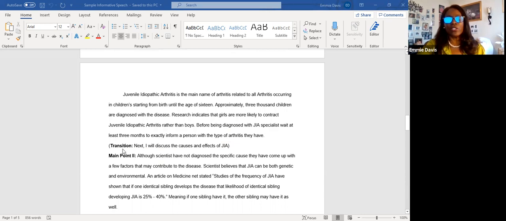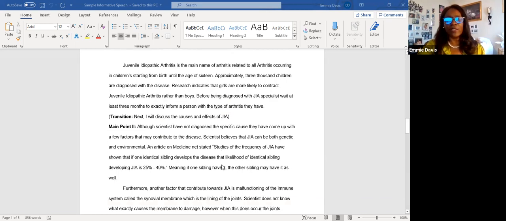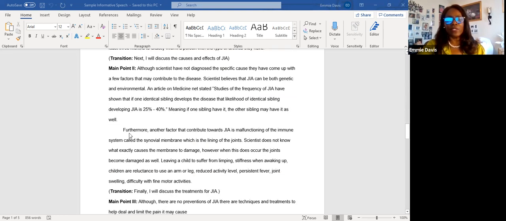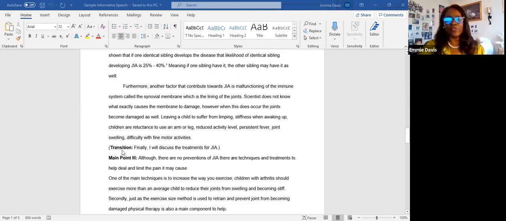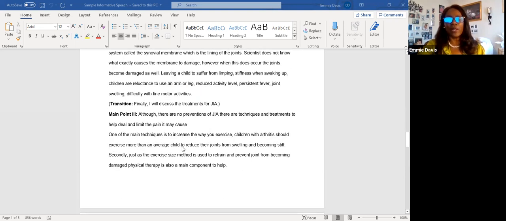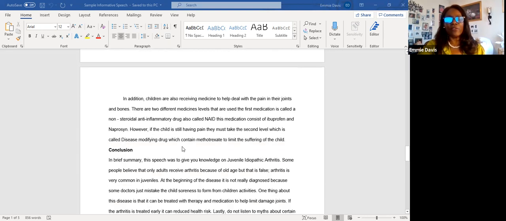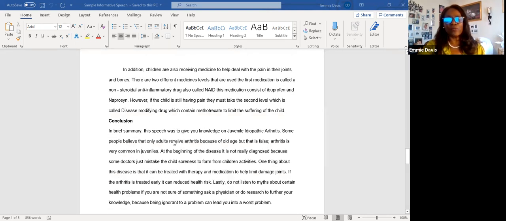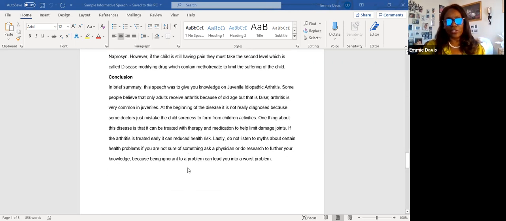Once she finished, she wrote the transition. Next, I will discuss the causes and effects of JIA. So here she has a paragraph, then indented, wrote another paragraph, then the transition. Finally, I will discuss the treatments for JIA. Paragraph, paragraph, then the word conclusion. No transitional word before the word conclusion because it's included in the paragraph itself for the conclusion. So in brief summary, she said, or you could say to conclude, or all in all, or in conclusion, and then you give the conclusion.